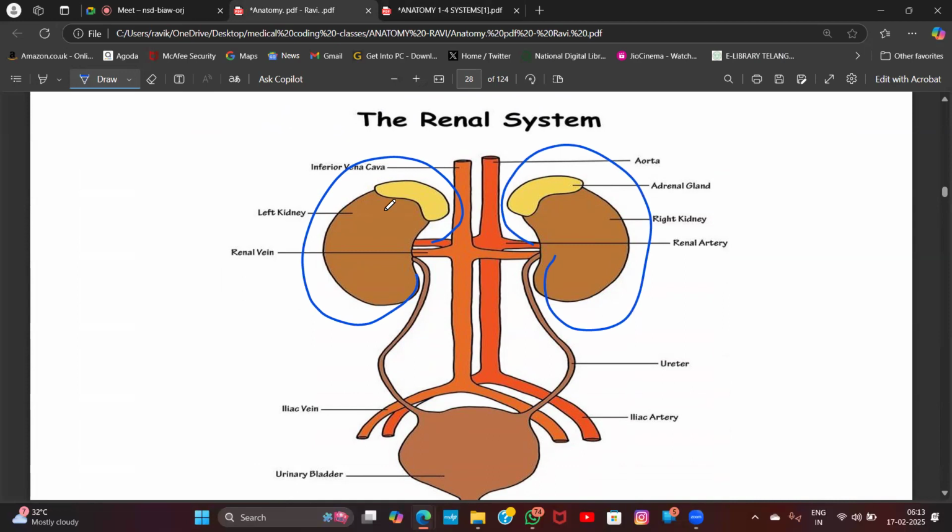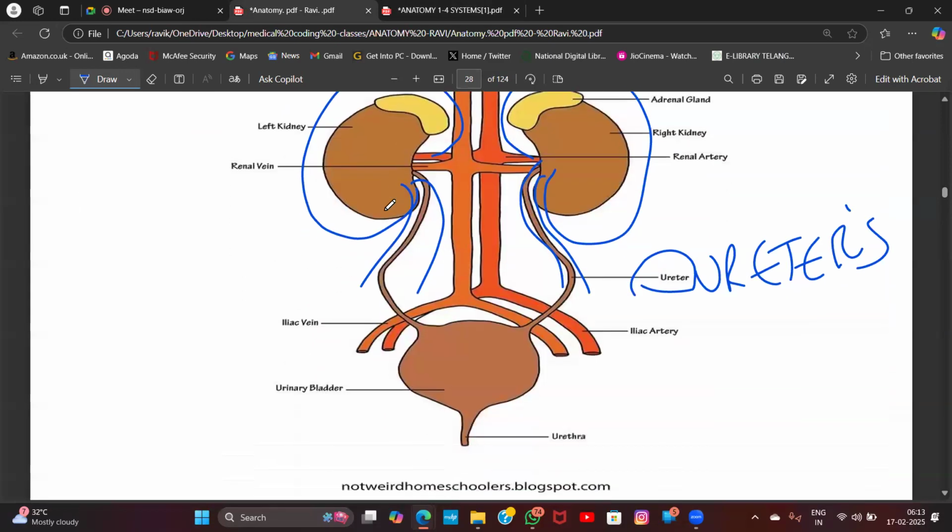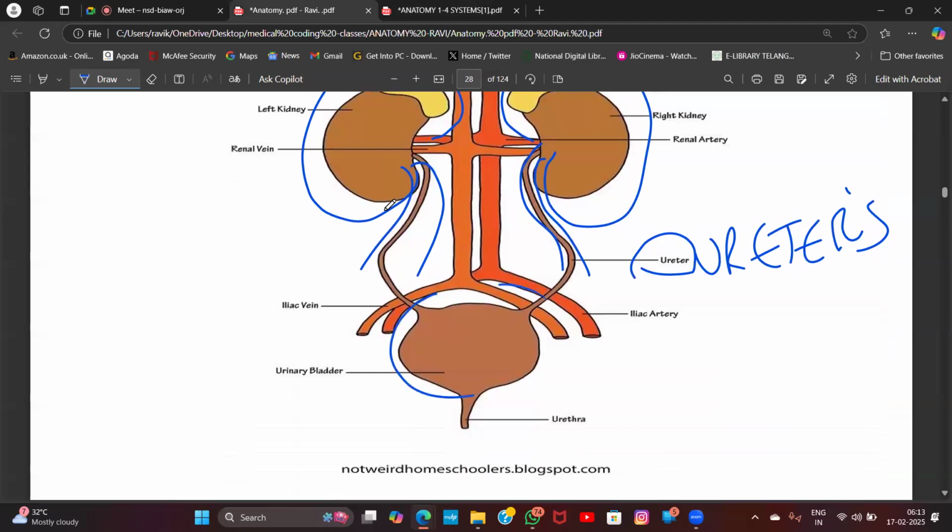This pair of kidneys is connected by tubes called ureters. The ureters lead to the urinary bladder. The urinary bladder leads to the urethra.